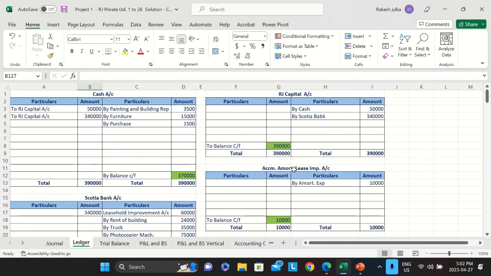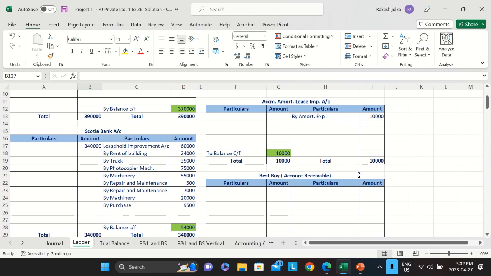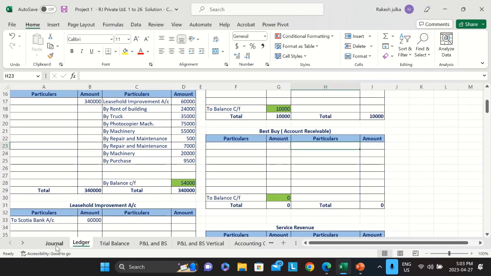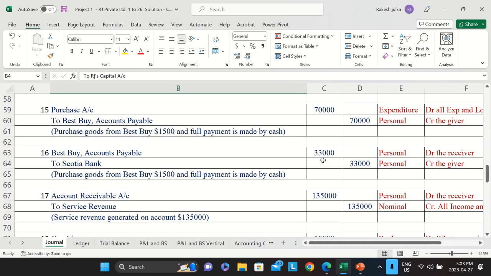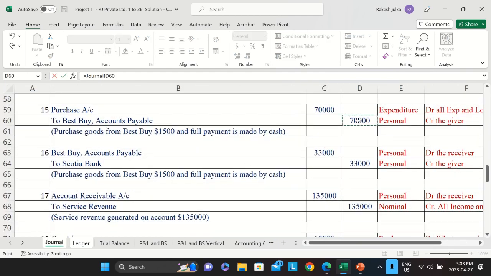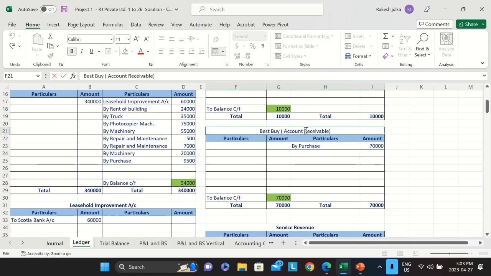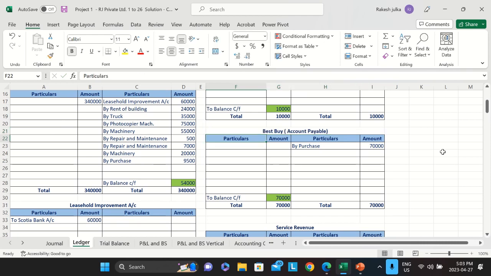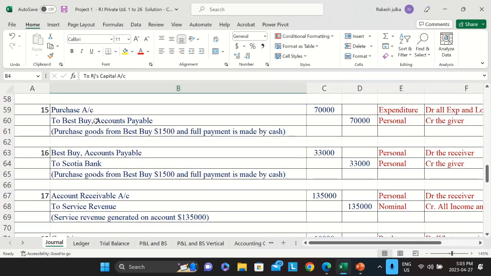So Best Buy is here. So what I'm going to write here is account payable. Best Buy. So purchase account debit to Best Buy account payable $70,000. So it is written account payable 70,000 by purchase. So here I'm just going to select from this figure account payable, but I have received a receivable, so I'm just going to make it payable, right? So this transaction is done.